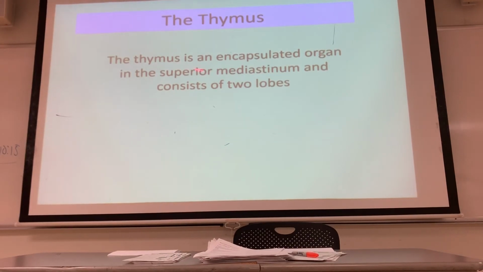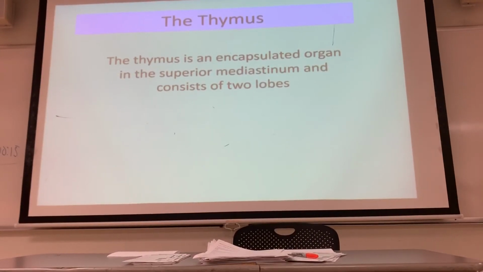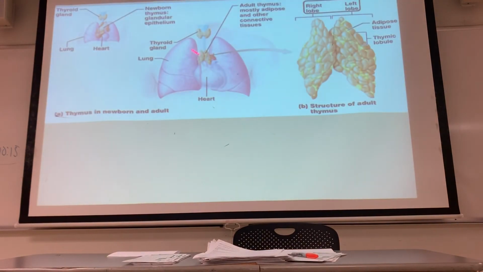Thymus. The thymus is an encapsulated organ, just above the heart. If these are the lungs, the right lobe and the left lobe, you have the thymus there. You zoom in, and that's how it looks in an adult thymus. In the newborn, if you look here, it's a big one. A newborn has a big thymus. When you become an adult, it shrinks a little bit, but you still have enough supply of T cells.